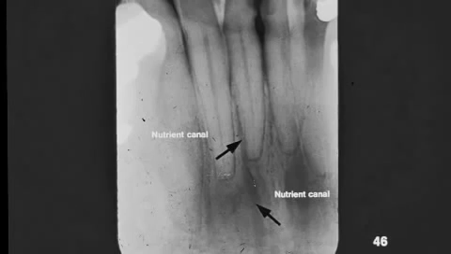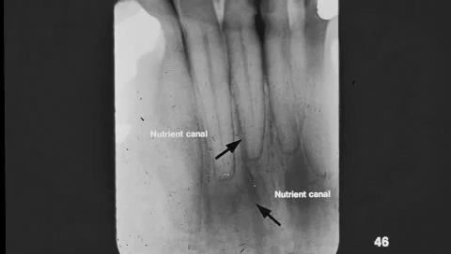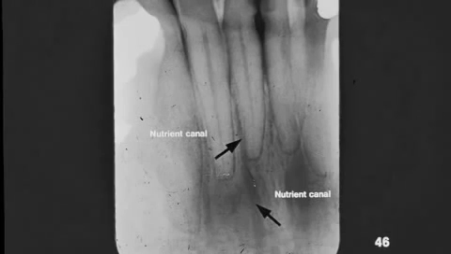Nutrient canals provide nerve and blood supply, nutrient and blood supplies to the teeth and to the bone. They can be seen in any x-ray. This is a great example. If you look closely, you can see other nutrient canals on this slide.